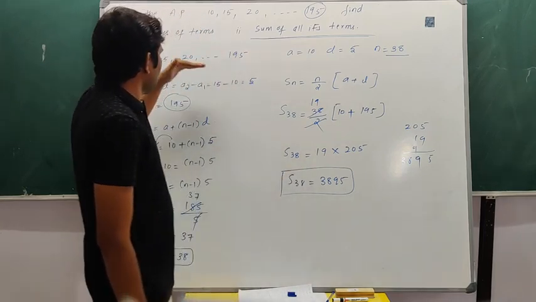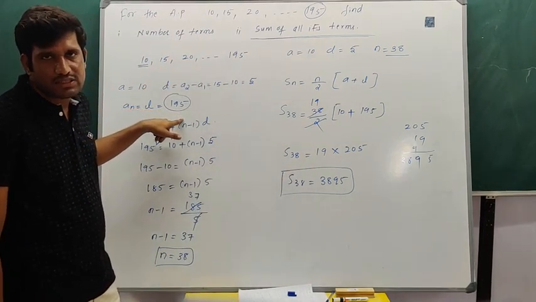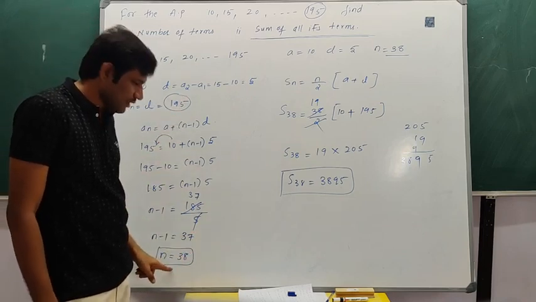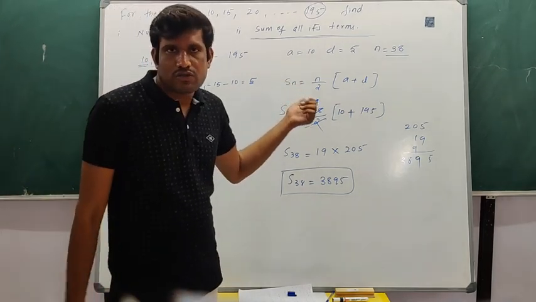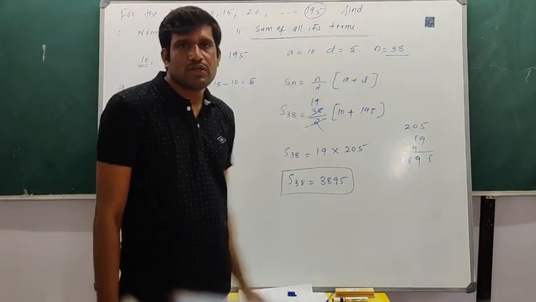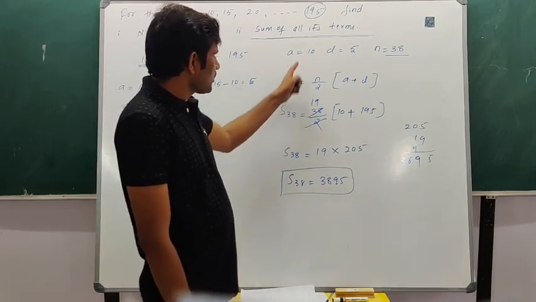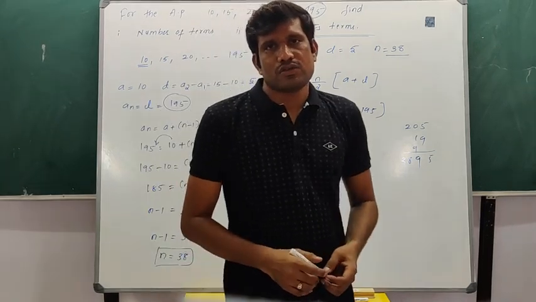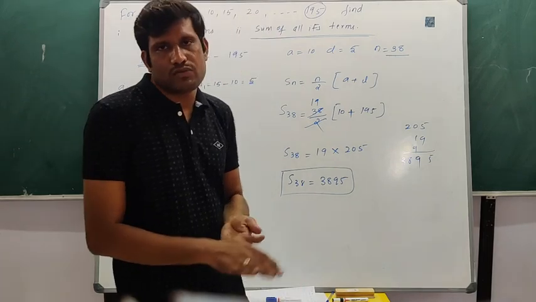By using a, l, we know the nth term as well as the last term. By using the an formula, first solve for n. So we will get the value of n, which is 38. By using this n, we can find the sum of all its terms. So the sum of 38 terms is 3895. So dear students, these are some problems on the sum of n terms of an AP.